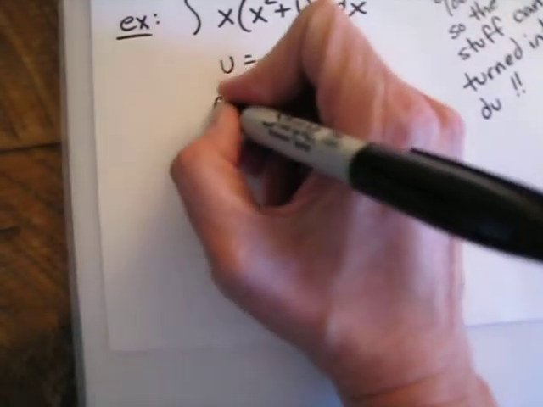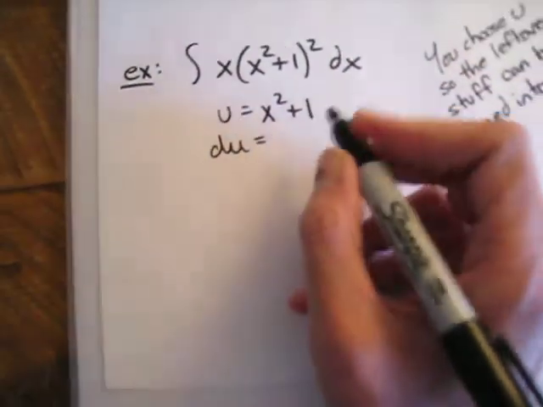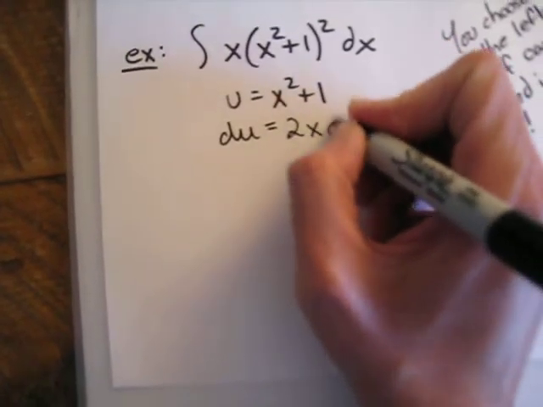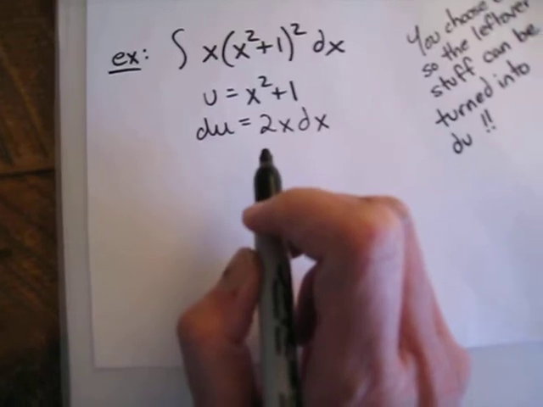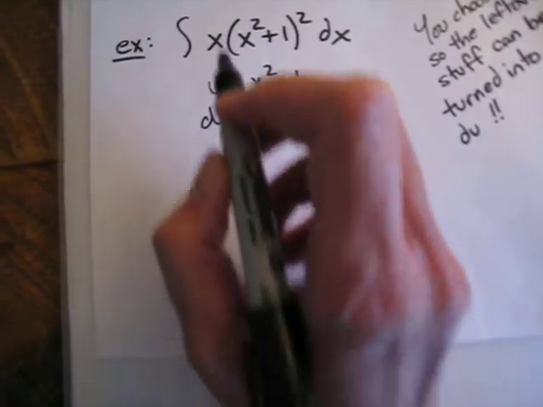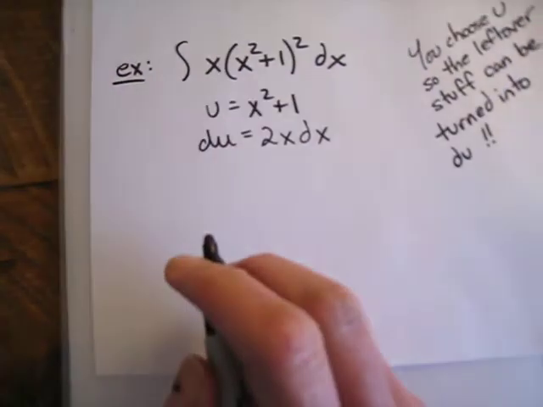Well, what would du be if u is x squared plus 1? Du would be 2x dx. Now, although I'm not allowed to insert variable fudge factors, I don't have to insert a variable here because that variable's already sitting there.